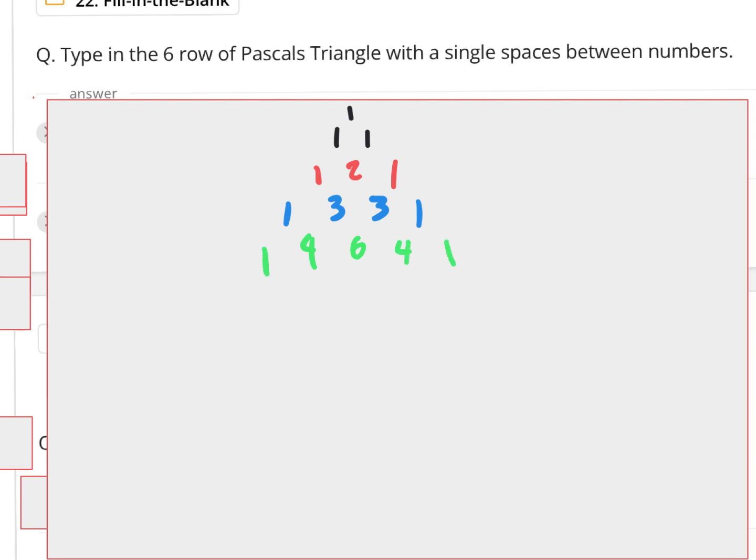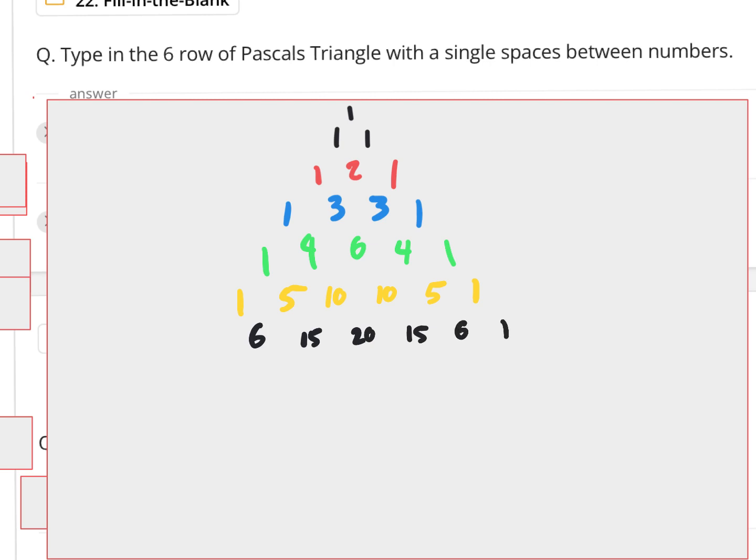And then, of course, we go add up those numbers. 1 plus 4 is 5. 4 plus 6 is 10. 6 plus 4 is 10. 4 plus 1 is 5. Put ones on the outside again. And last but not least, I think we're on the 6th row here. 1 plus 5 is 6. 5 plus 10 is 15. 10 plus 10 is 20. 10 plus 5 is 15.